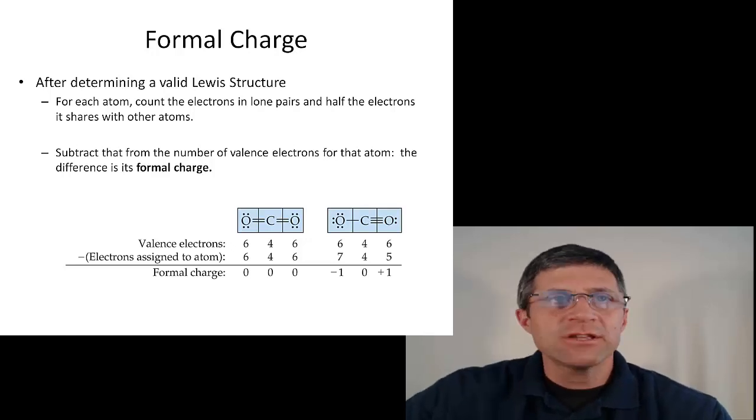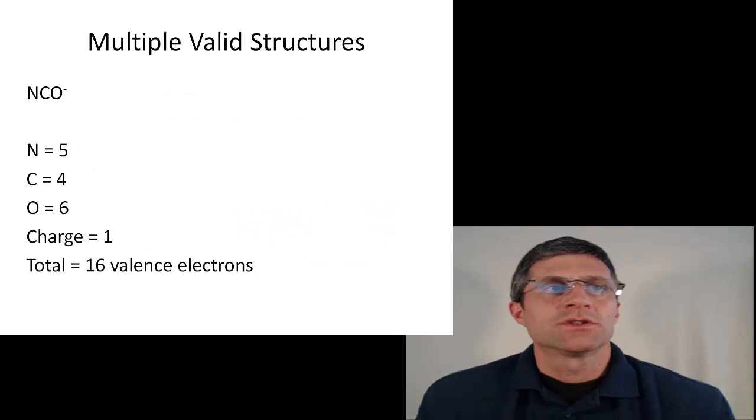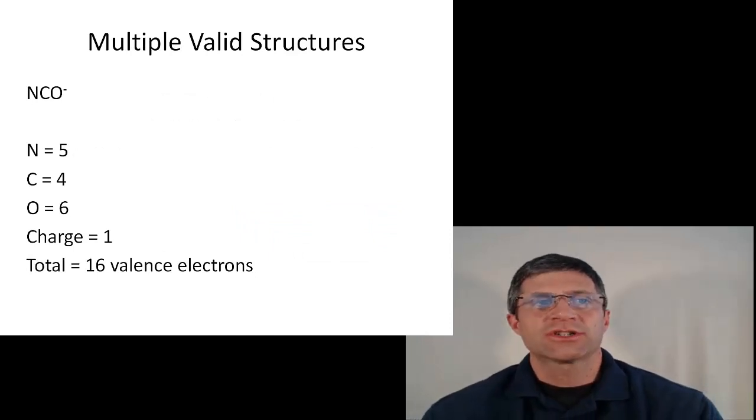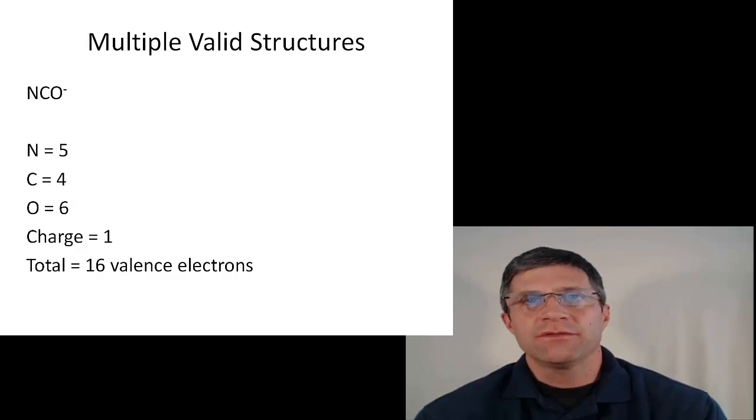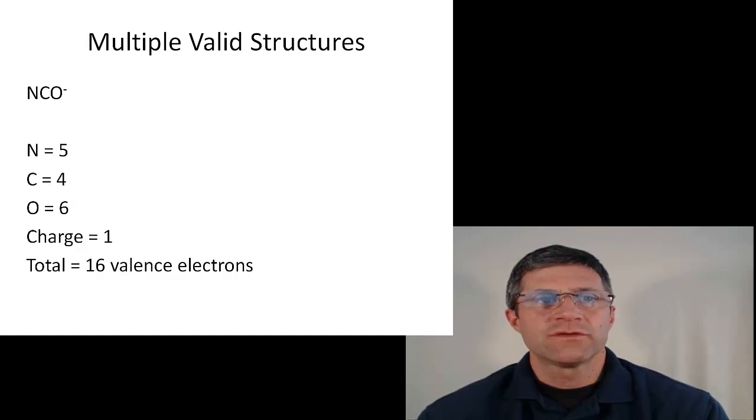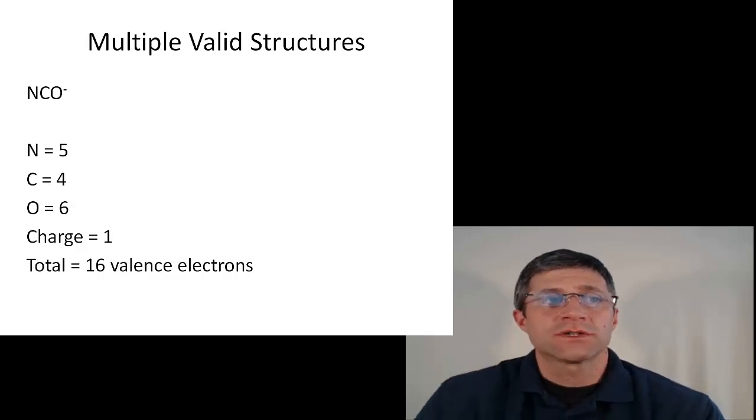Okay, let's try an example of this. We're going to look at this ion, which contains nitrogen, carbon, and oxygen. So it's going to have 5 valence electrons from nitrogen, 4 from carbon, 6 from oxygen. Notice it has a charge of -1, so we'll add 1 electron in to represent that charge, a total of 16 electrons.